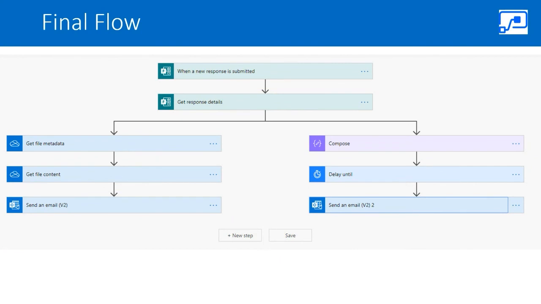It gets the response from Microsoft Forms and then performs two separate actions to send emails. One of those actions gets the iCalendar file from OneDrive and then sends an email using that iCalendar file as an attachment. The other action delays sending an email until a preset day and time has passed. Once we click Save, the flow will be active and will start running when a new response is submitted.